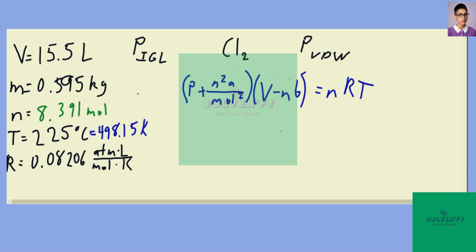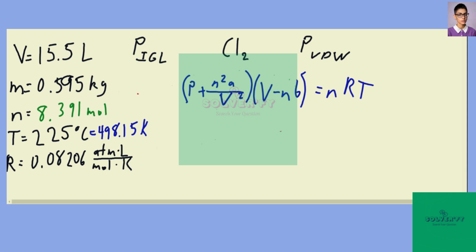The idea is that this part of the... Why did I write moles? Excuse me. I meant to write over V squared. So this portion of the equation will account for the interparticle interactions and the effect they have on the pressure. And this portion will account for the volume of the actual particles, because we assume with ideal gases that they don't have a mass and don't really have a volume either.